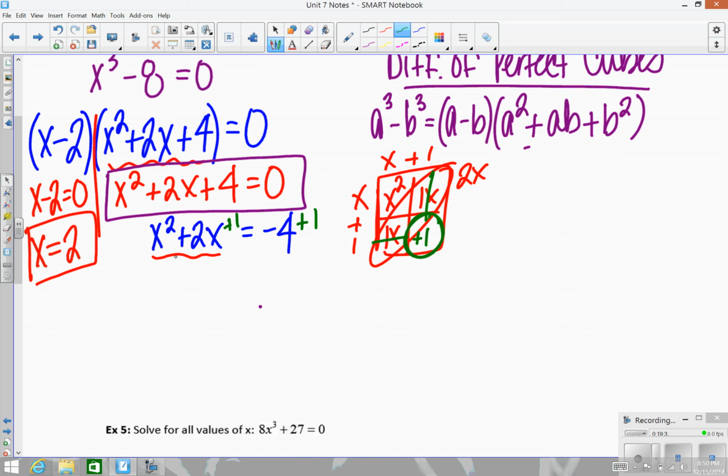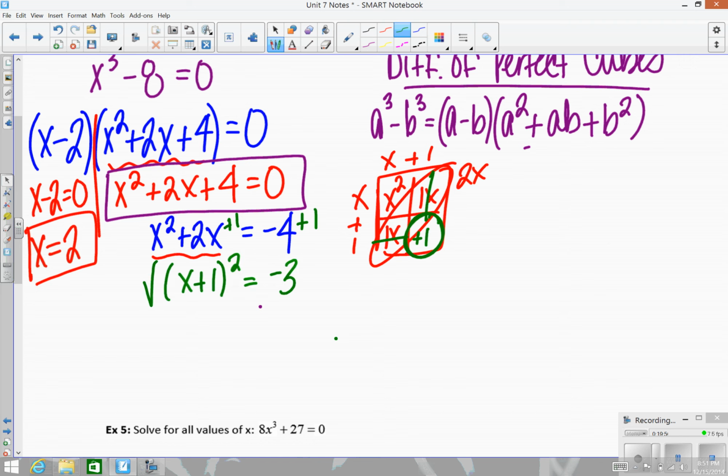So I have x squared plus 2x plus 1, which we already have. Basically, if you multiply x plus 1 and x plus 1, you're going to get x squared plus 2x plus 1. So the factors of x squared plus 2x plus 1 are just going to be x plus 1 squared, because it's repeated. And this, when you combine your like terms, is going to be equal to negative 3.